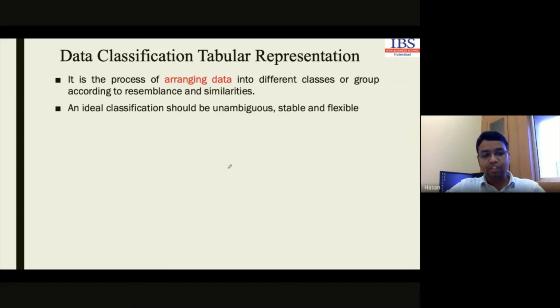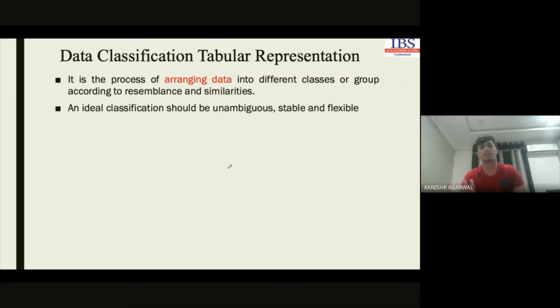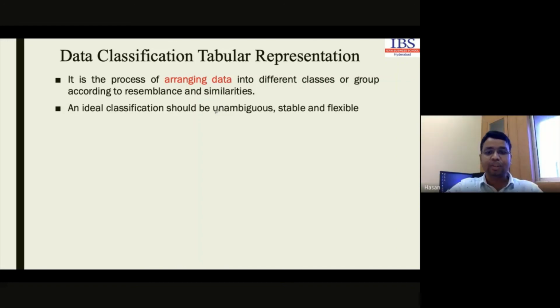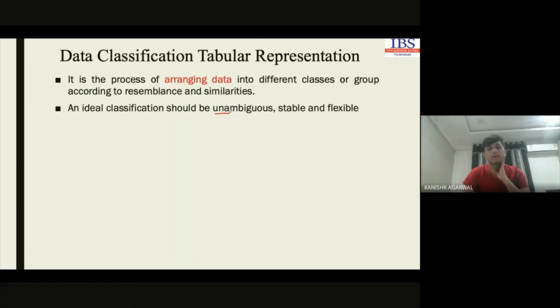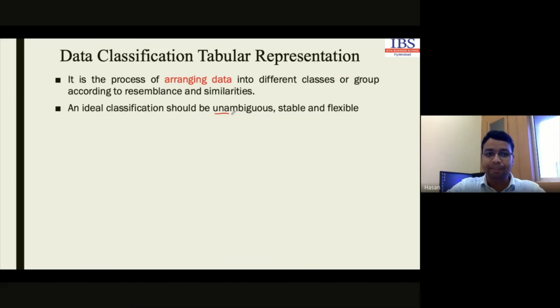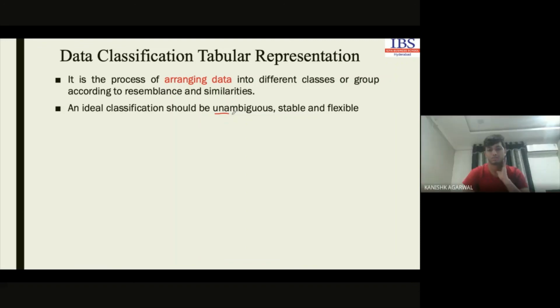Unambiguous means simple. Ambiguous means very complicated, so classification should not be complicated. It should be simpler.